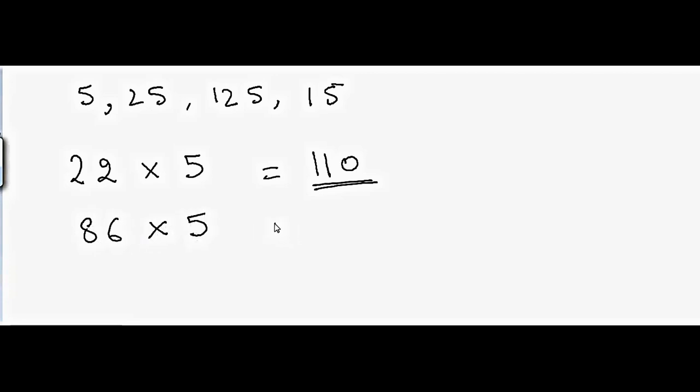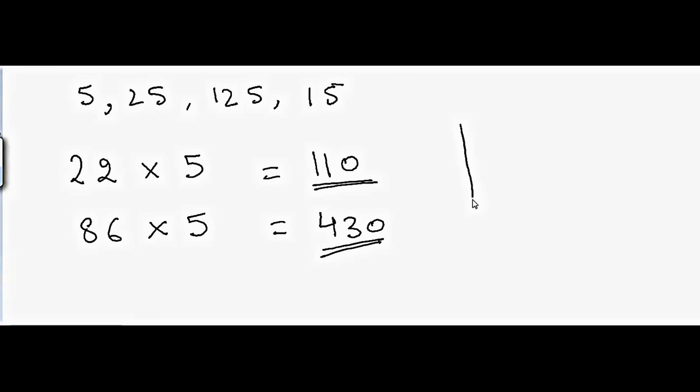So let's do the first, multiply by 5. Suppose I have the number 22 and I want to multiply it by 5. All I have to do is divide 22 by 2, that will be 11, and then put a 0 at the end. So that will be my answer. Again, let's say I have 86 and I want to multiply it by 5. I divide 86 by 2, that is 43, and then put 0 at the end, so that will be 430.